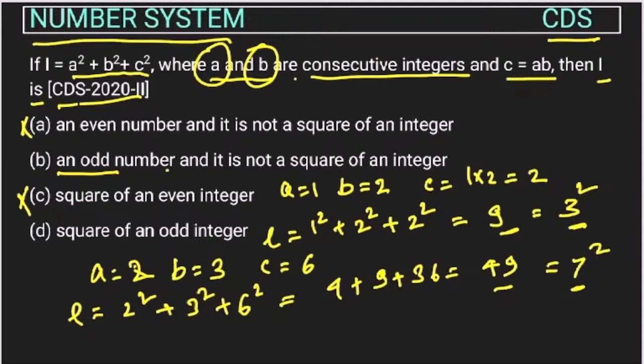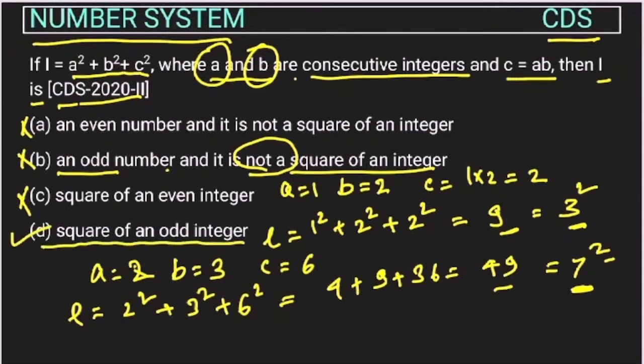So it is an odd number and it is a square of an integer. So we are getting that this is a square of an integer, so this option is also wrong. So the answer is option D, square of an odd integer. The answer of this question is option D, that L will be a square of an odd integer. We checked at two places. These questions are normally better done with this kind of procedure, the trial and error method, right?